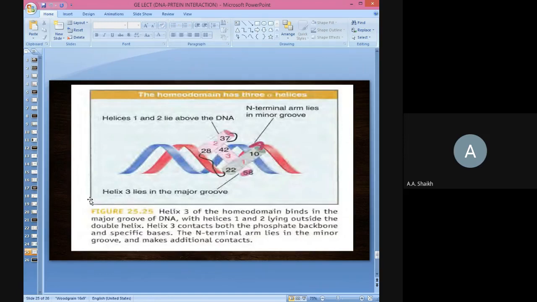So these are all the interactions which we have seen in today's lecture. Is that clear to all of you? The homeodomain and the rest of the interactions?